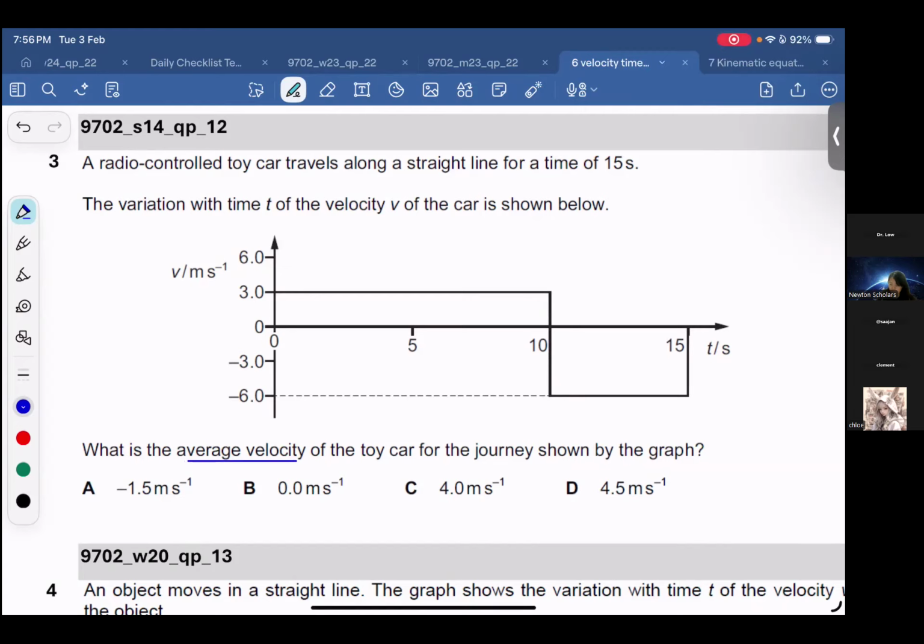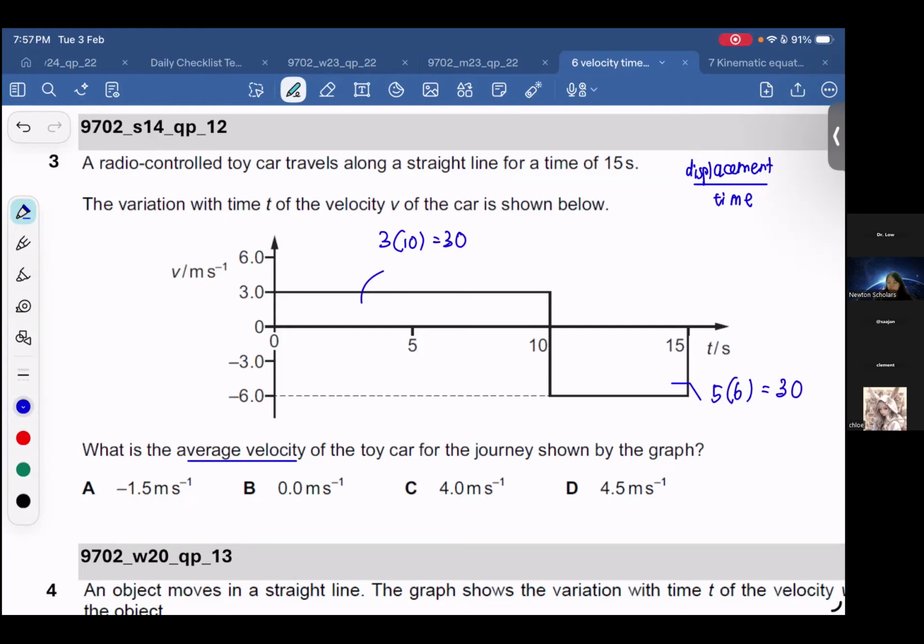Average velocity is displacement divided by time. Am I right? So from this graph, you have to count the displacement. This part's area is not 1 over 2, because this is a rectangle. Don't count everything as 1 over 2. That is the wrong answer. So this one is 3 times 10, and this one is 5 times 6, which is 30.